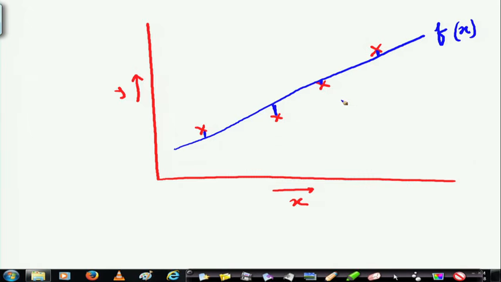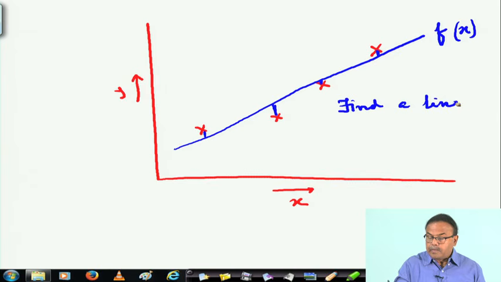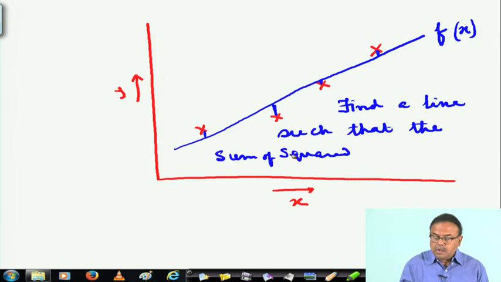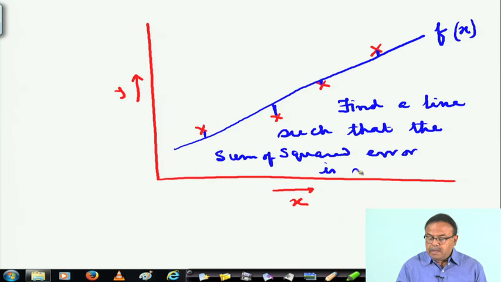So, one way is to find a line such that the least square, or let us see, such that the sum of squared error is minimized. That can be one way.